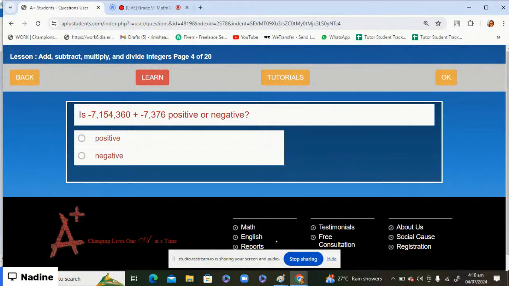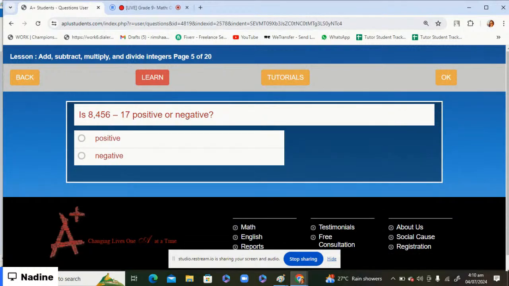So look, this is negative, and plus minus is minus, so these are two negatives. The answer is that these are added, but the sign you put is with the greater one. So what is the greater one? That one is the greater one. 7,154,360 added with minus 7,376. So this is minus, this is minus. When you solve it, it's addition, but the sign you put is with the greatest one. So this is negative. Okay.